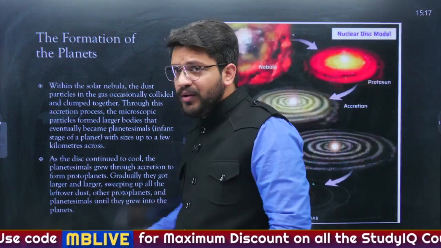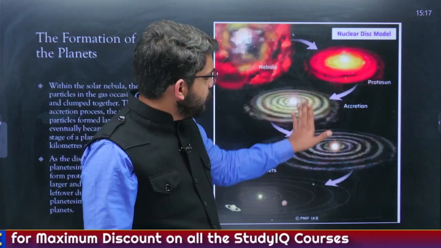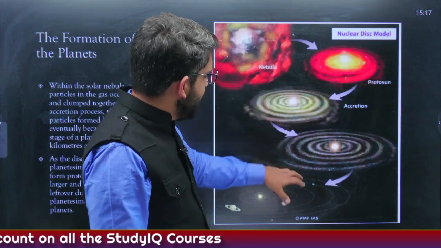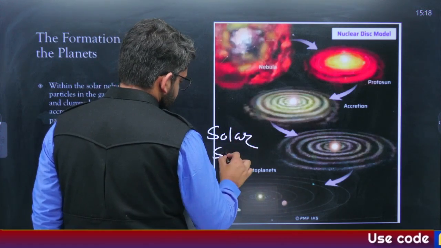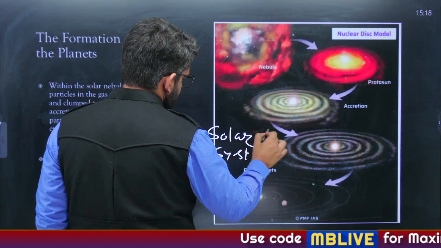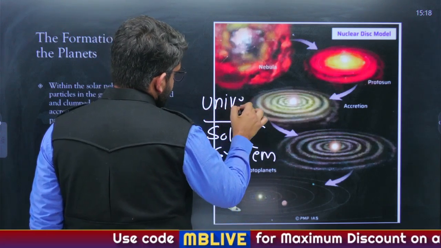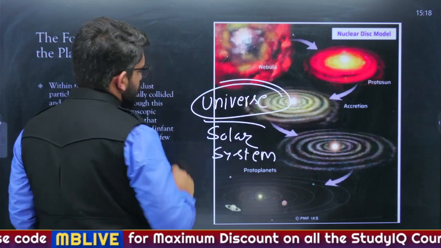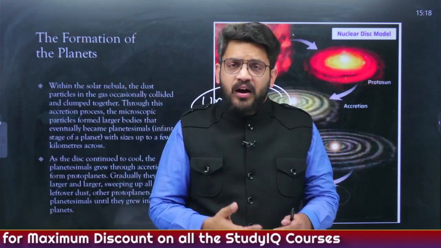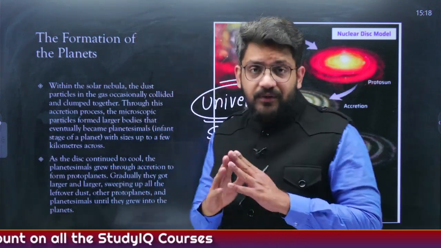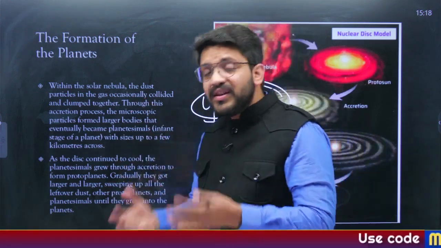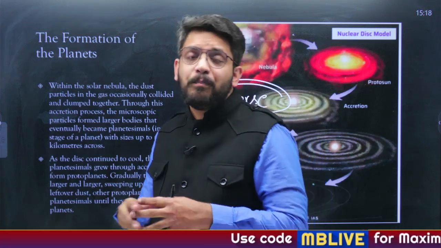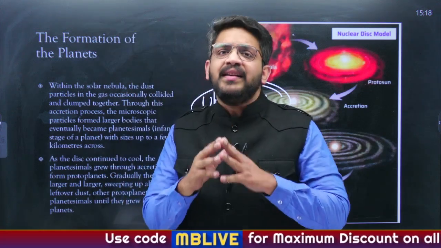This is how this nebula formed our solar system, and how this nebula gave rise to our solar system, or I can say our universe. Till now, I hope everything is clear: how the universe came into formation, how the solar system came into existence, how planets formed, and why the Sun lies at the center of our solar system.